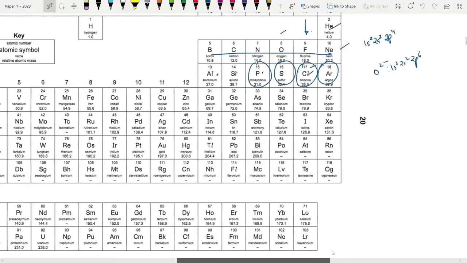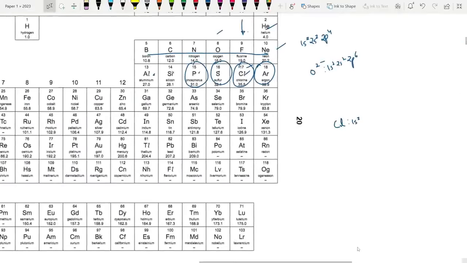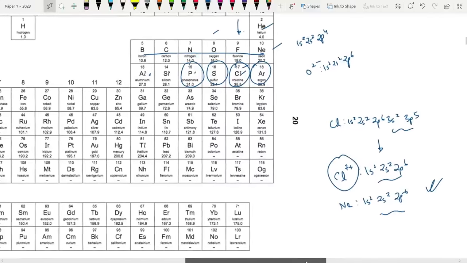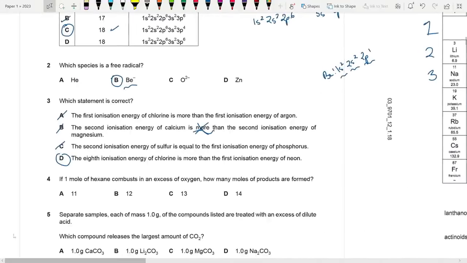What does that mean? Chlorine is in general 1s2, 2s2, 2p6, 3s2, 3p5. If you take 7 electrons, it turns into Cl7+, which is 1s2, 2s2, 2p6. That's it. And neon is also 1s2, 2s2, 2p6. They have the same electronic configuration, but look at this. We are taking the electron from a shell within, and chlorine has more protons compared to neon, even though they have the same electronic configuration. So chlorine will attract more heavily, and it will have a higher ionization energy.